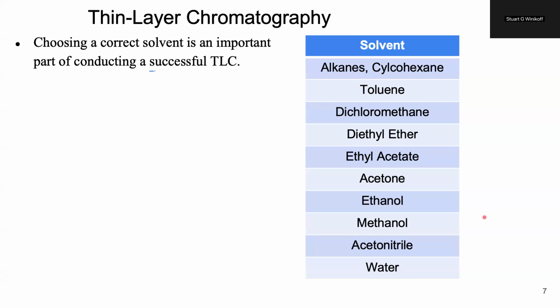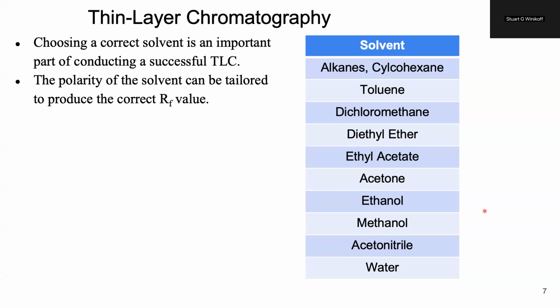And again, if you're conducting TLC, which we can use to evaluate the presence of any number of solutes in a system, because it is fairly quick and easy, as you'll find in lab, the first most important thing you need to do is make sure you choose the right solvent. And so what we can do is tailor the polarity of the solvent to make the best RF factor. If you're looking for a nice nonpolar solvent, you'll usually start with alkanes or cyclohexanes, and then work your way more polar.